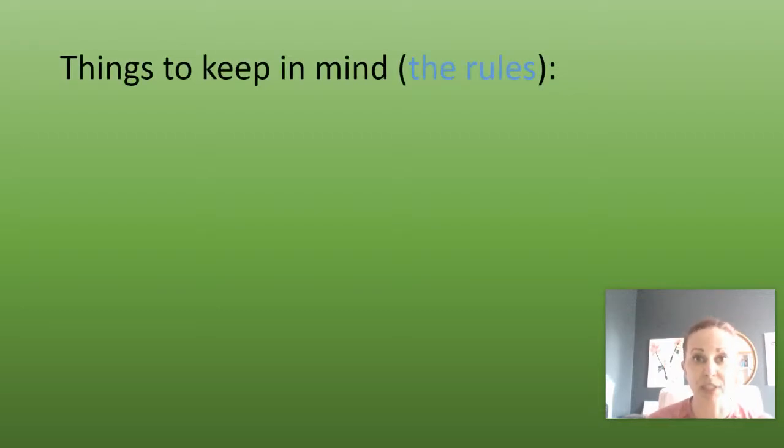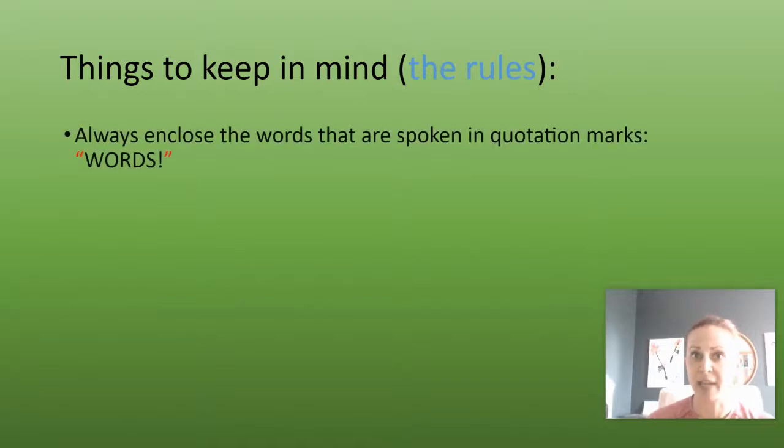Some of the rules, and some of these can seem maybe kind of obvious, but you'd be surprised at how many times students forget this. The very first important one is you enclose the spoken words in quotation marks. And I'm going to add this here. It's not listed, but I'm going to add it. You don't have a space between your quotation mark and the word that's right next to it. There is no space. So it's immediately side by side.